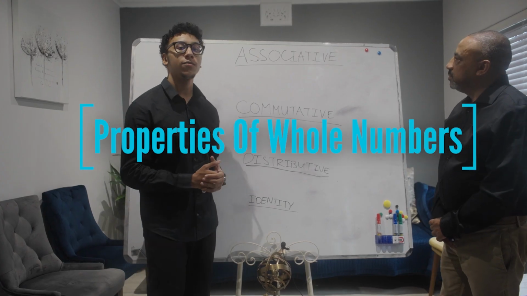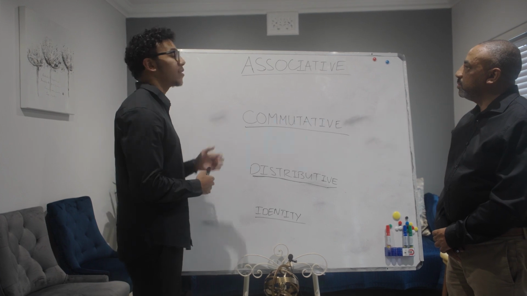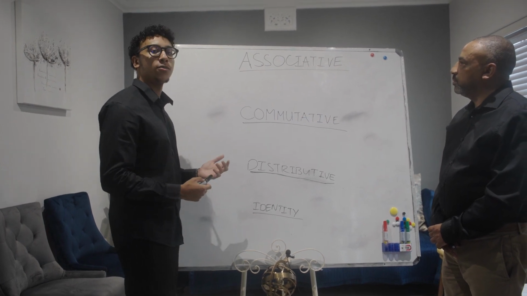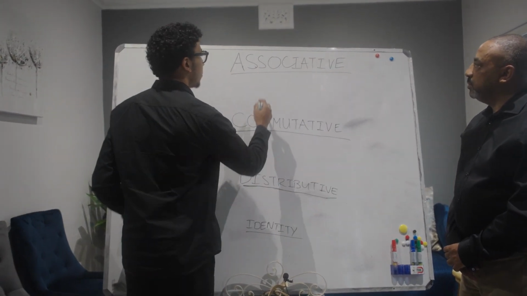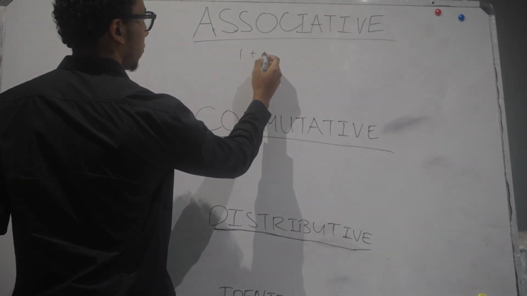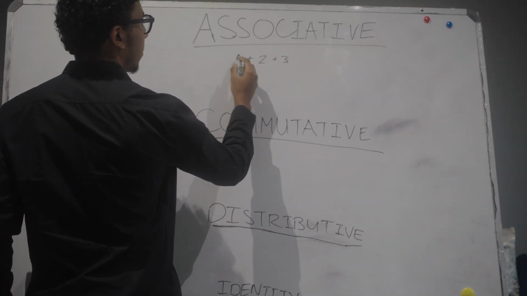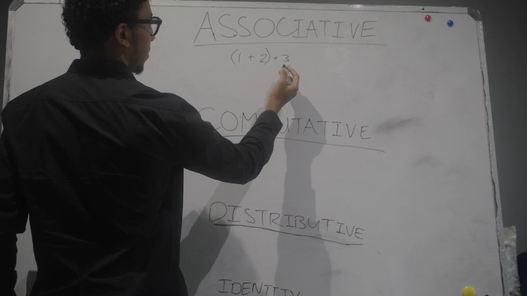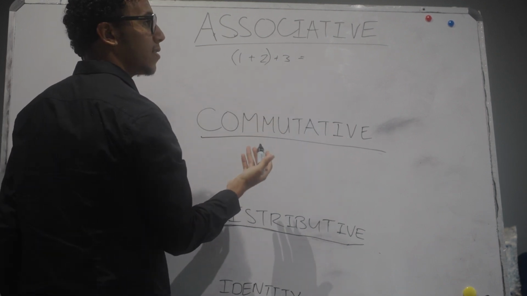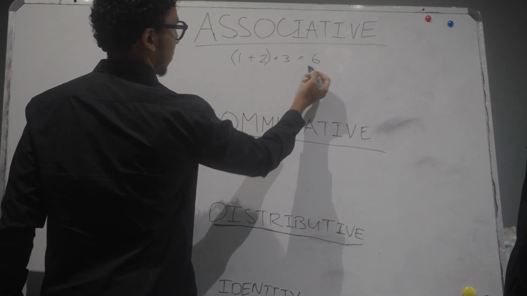So these are the properties of whole numbers. We start with the associative property, which is also known as the grouping property. How this works is, for example, 1 plus 2 plus 3. We group these numbers like this, for example, and the answer we get is 6.